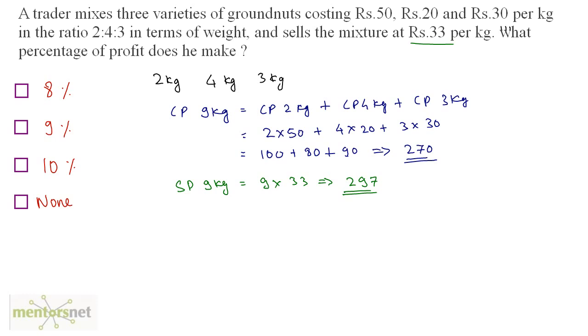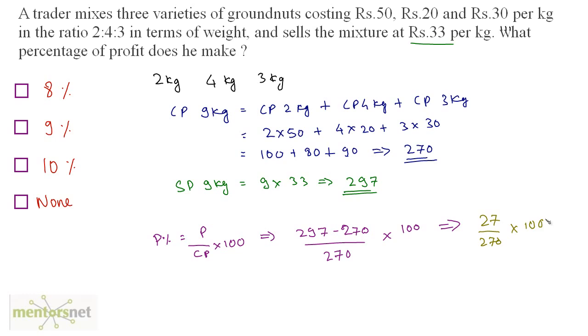We want percentage profit. So percentage profit is equal to the profit upon the cost price times 100. So this is equal to, profit is selling price minus cost price, which is 297 minus 270 divided by the cost price, which is 270, times 100. So this is again equivalent to 297 minus 270 is 27 by 270 times 100. So we have the profit percentage as 10%. So option C is the correct answer.